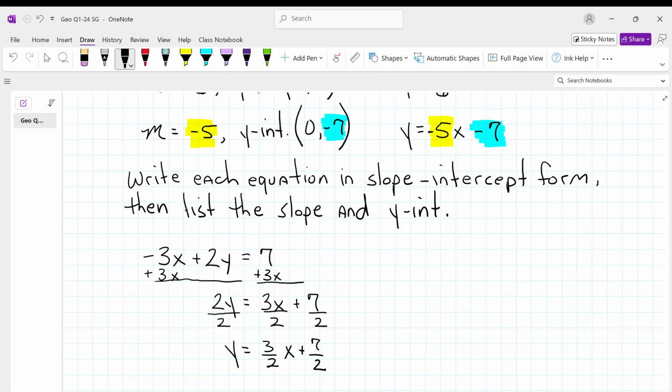They're asking you to list the slope and the y-intercept. So the slope, in this case, the m, is equal to 3 over 2. And the y-intercept, also known as the b, is 7 over 2. All right, it's like the problems you just did, but working backwards. The slope is between the equal sign and the x, so that's your m. Your y-intercept is whatever is to the right of the x.